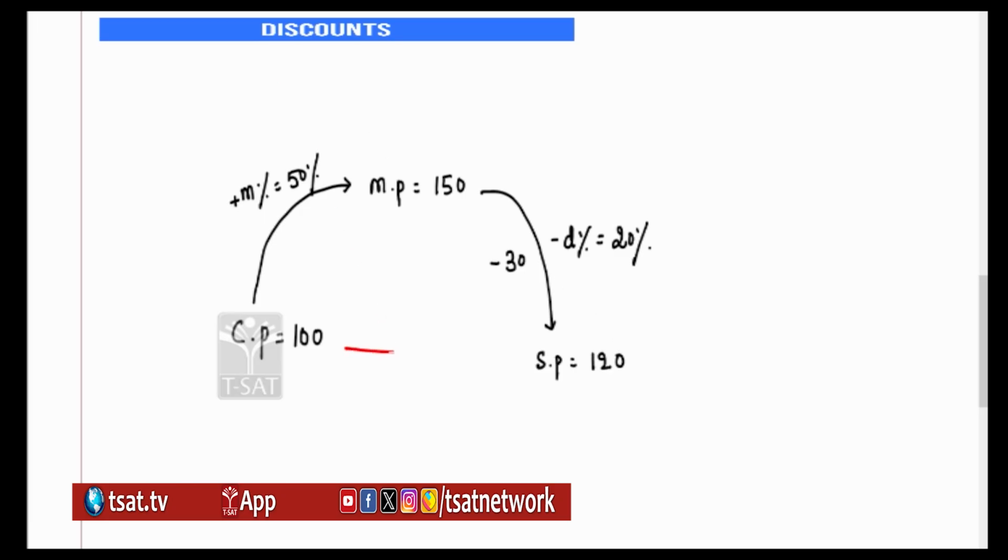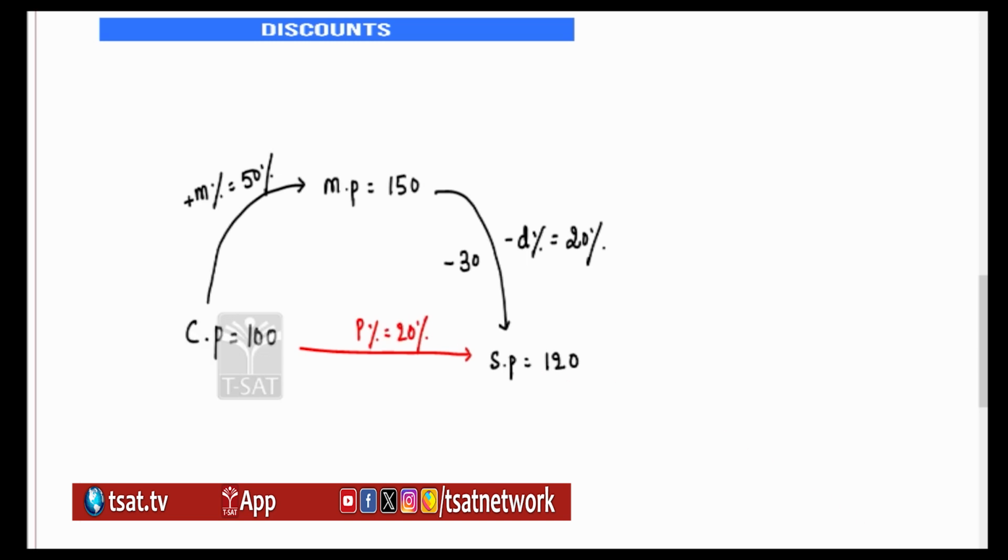Now we look at the relationship between CP and SP. You can say simply it is increasing by 20. So the percentage is also 20. So you are getting a profit of 20% here. So look at this entire process here.